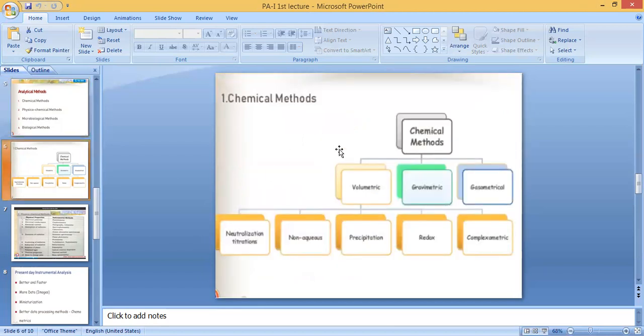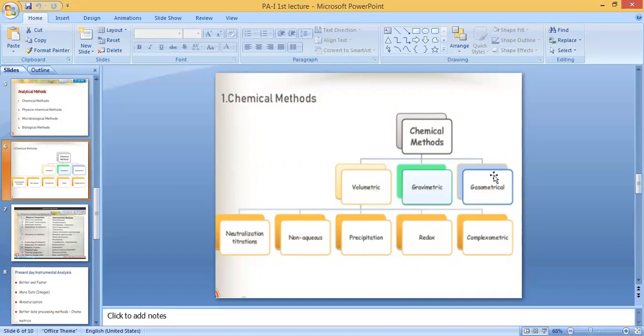So depending upon the nature of chemical reaction occurred in an unknown drug substance or in an unknown given sample, this chemical method of analysis is again categorized into three main classes, that is volumetric analysis, gravimetric analysis and gasometric analysis. Volumetric analysis is also known as titrimetric analysis.